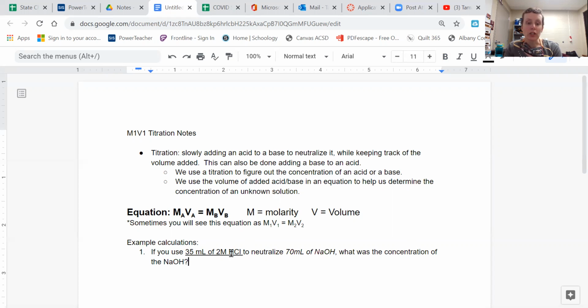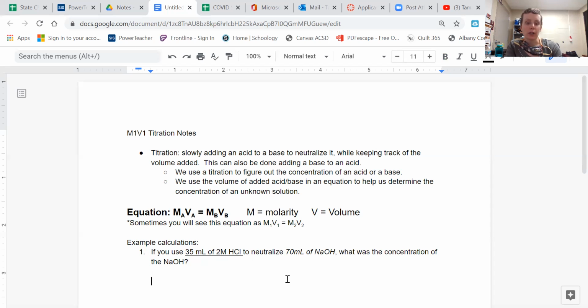Remember, H starts an acid, OH ends a base. So if you see H in the substance, that's your acid. If you see OH, that's your base. But you just have to group one volume with one molarity. And then we have a second volume, but we don't have a second molarity. So we can solve using this equation.